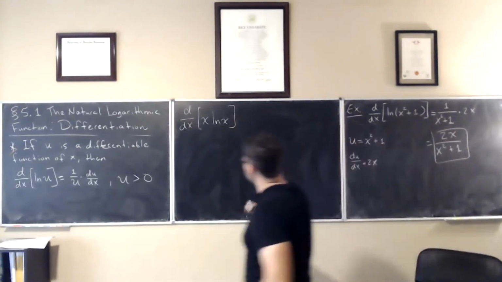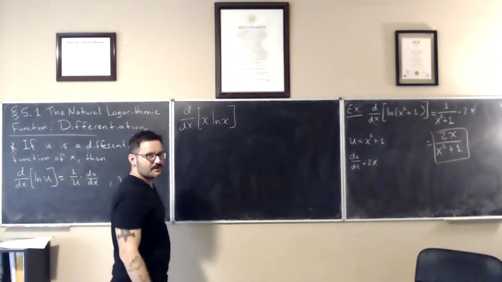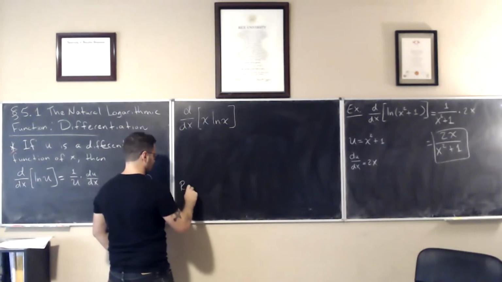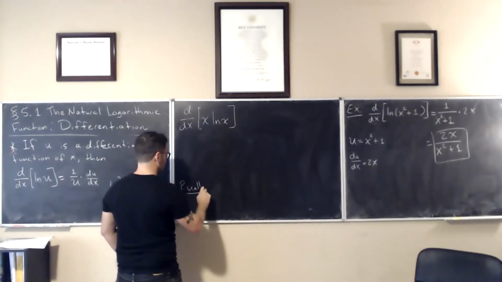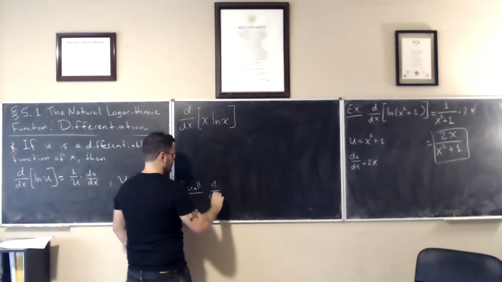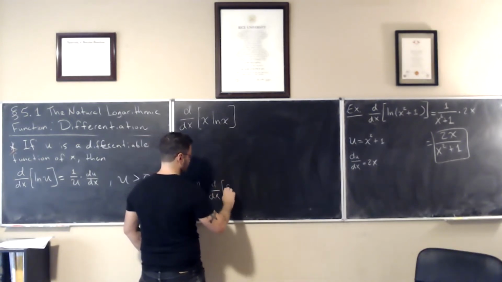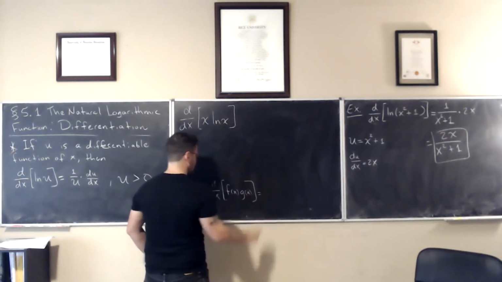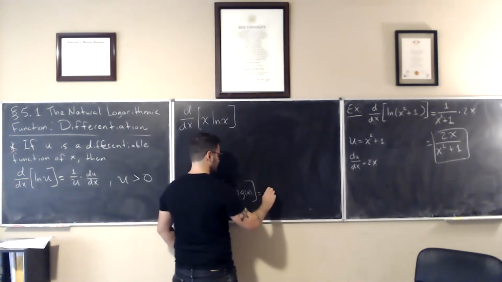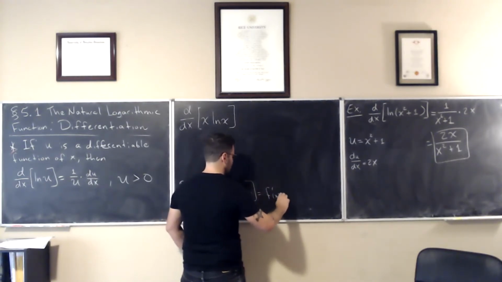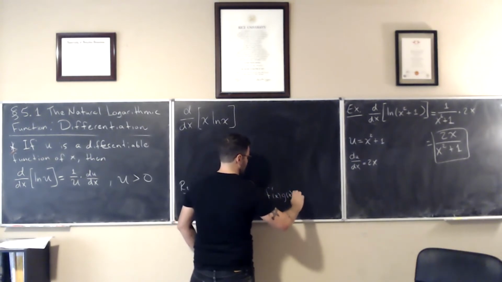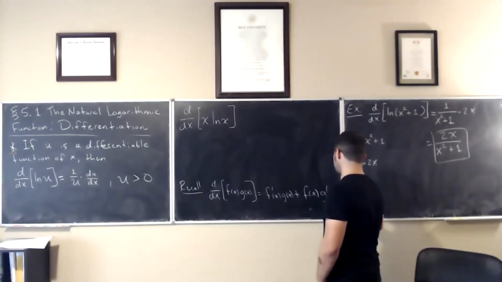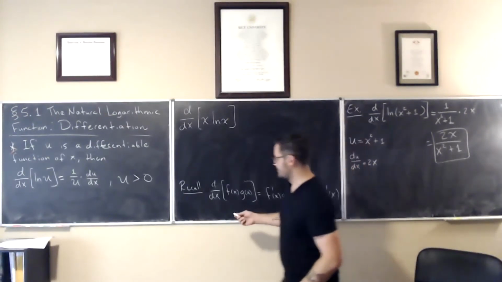Okay, so here, you just have to apply the product rule. So maybe I'll write it here. Recall that the derivative with respect to x of f of x times g of x is going to be f prime of x times g of x plus f of x times g prime of x. So this is the product rule.